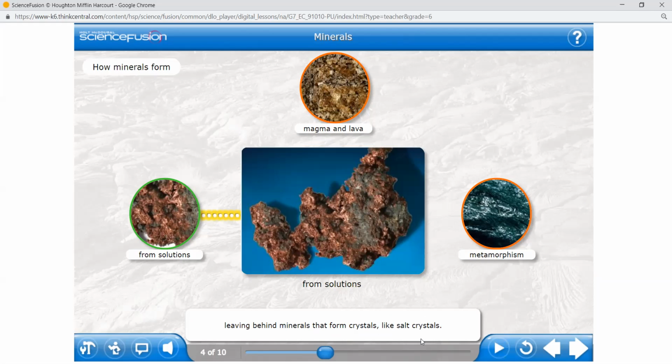I told you, like table salt, minerals form crystals, like salt crystals.